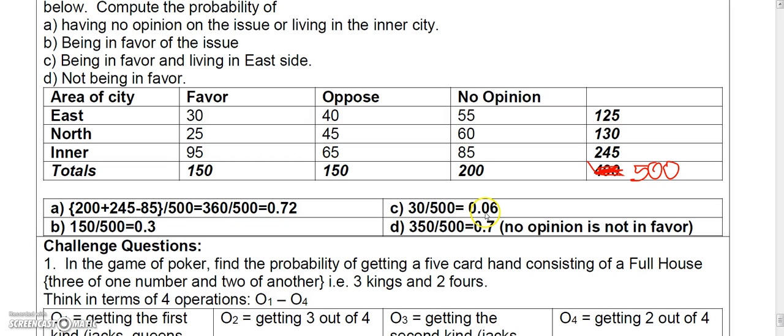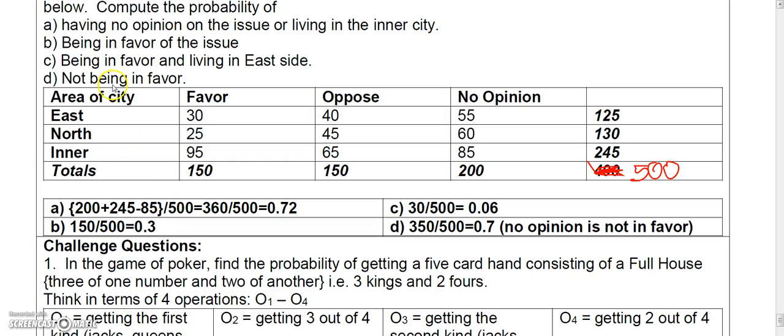Okay, sorry, I hope I didn't confuse you there. That's part C. But then B is being in favor of the issue. Well, being in favor of the issue, that would be the total of this column, which is 150. So that would be 150 out of 500, which is 0.3.